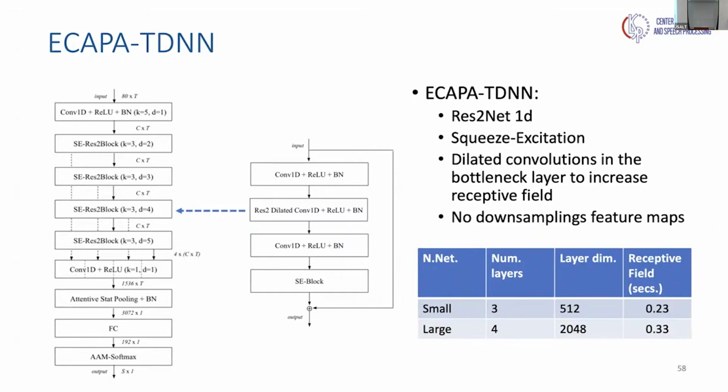So you have dilation 2, dilation 3, dilation 4. And then there is one of the basic block. It's basically the same as a Res2Net block, but using 1D convolutions instead of 2D convolutions. And we will implement one of these in the lab later.